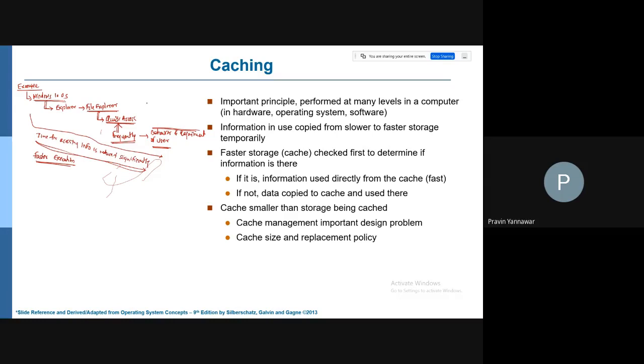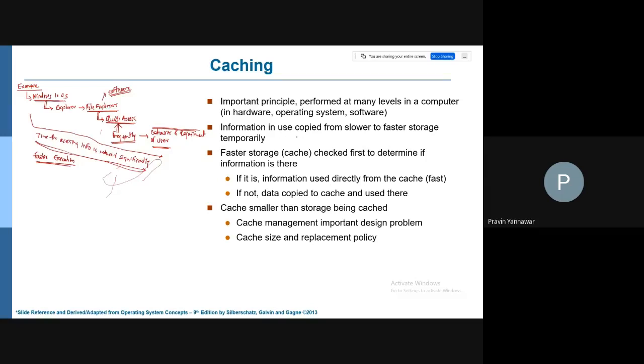So this kind of principle is called cache. Caching is an important principle. It is performed at various levels in computers like hardware, operating system, and software. I have just given you an example: Windows Explorer or File Explorer is a software where this caching is being implemented.